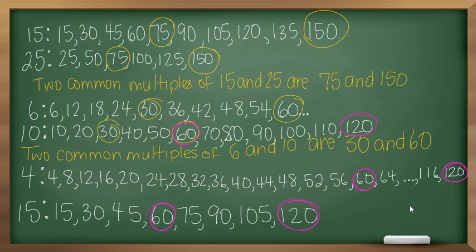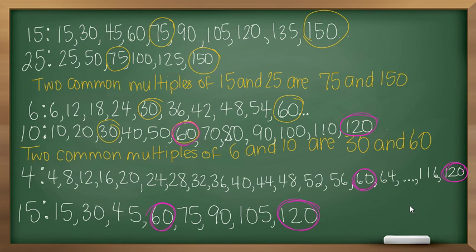However, I could also notice a pattern of what's going on here. So for 15 and 25, the first multiple they had in common was 75, and then the next one was 150. For 6 and 10, the first one they had in common was 30, the next one was 60. So what I'm noticing there is that, for example, 150 is double 75. And then if I look at the next one, 60 is double 30.